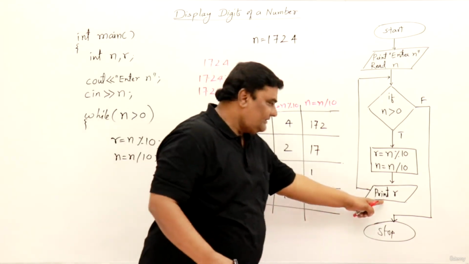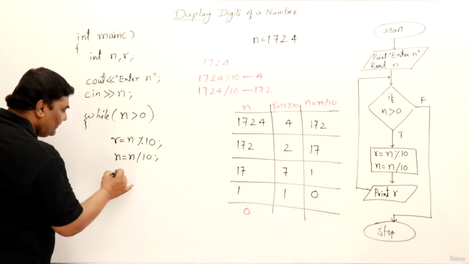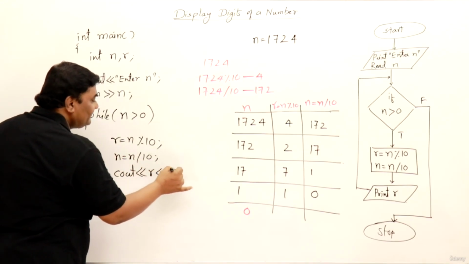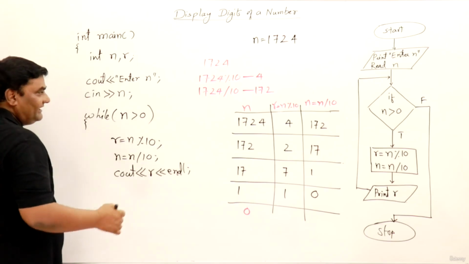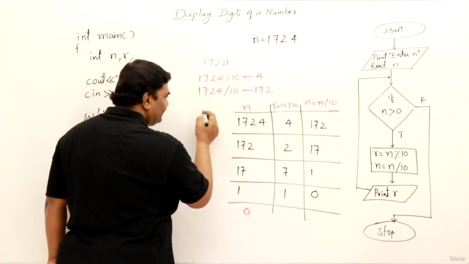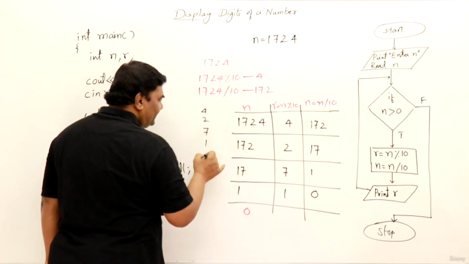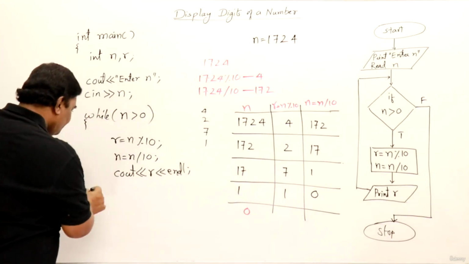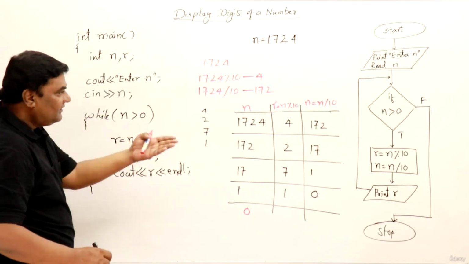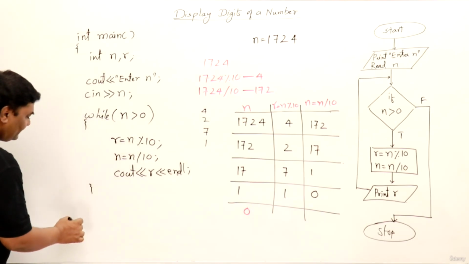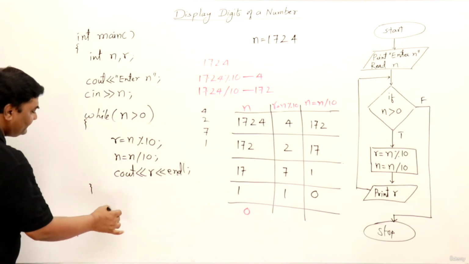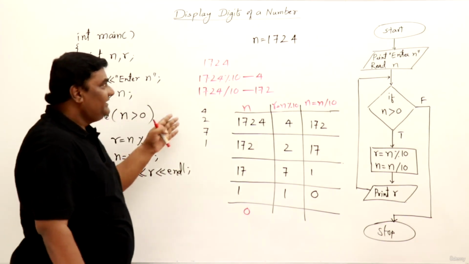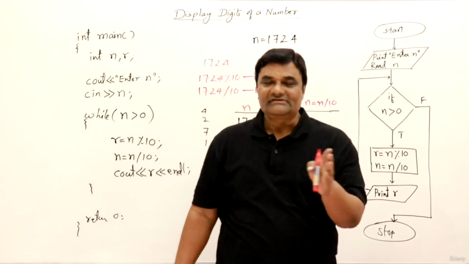Then what to do? Print that R. So I will use a cout R. And after this I'll give NL so that every digit comes in the next line. So I should get the output like this: 4 first, then 2, then 7, then 1. Then after this, close. Again it goes to while. So close this loop. Then there is nothing after that. Close the program. So here you have to write return 0. You know it well. This is the program for displaying the digits of a number in reverse.